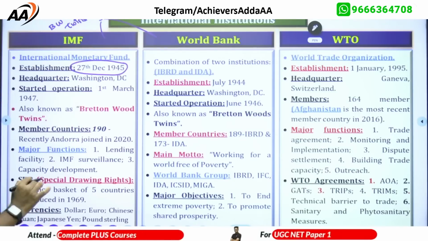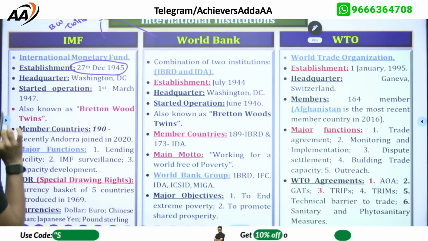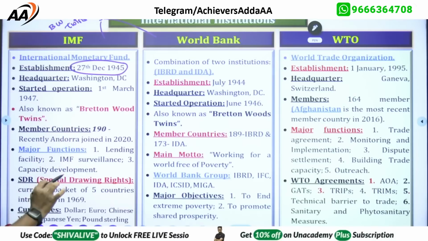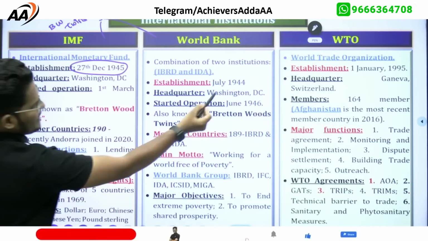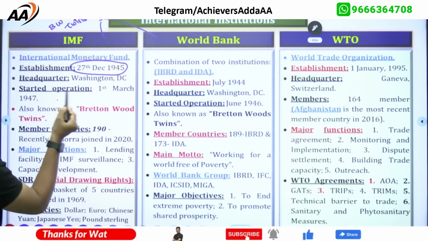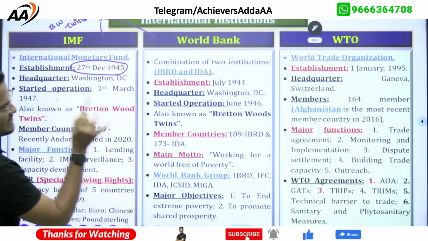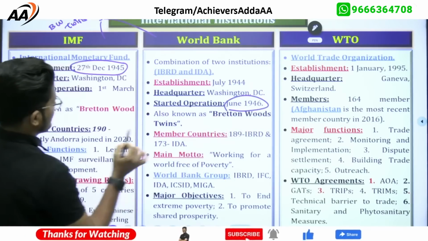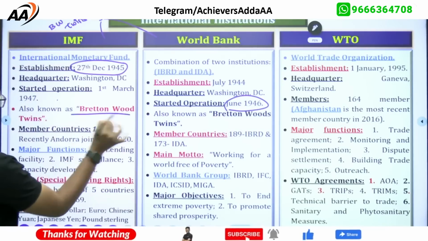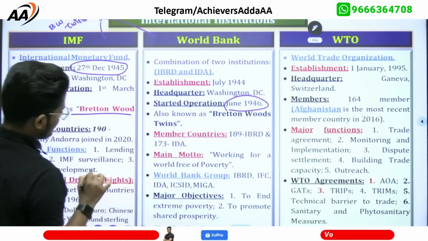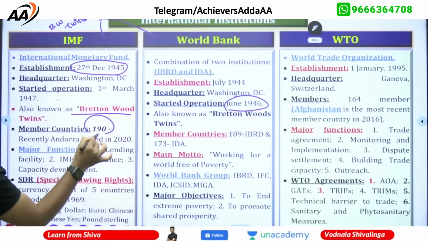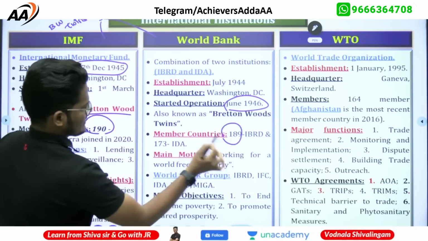Here, 27 December 1945, Washington DC, and here July 1944. The IMF started operation on 1st March 1947, and the World Bank started operation in June 1946. This is also known as the Bretton Woods twins. Member countries are 190 as of now, here 189 as of now.